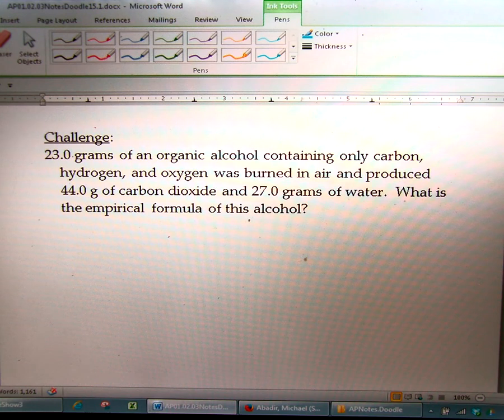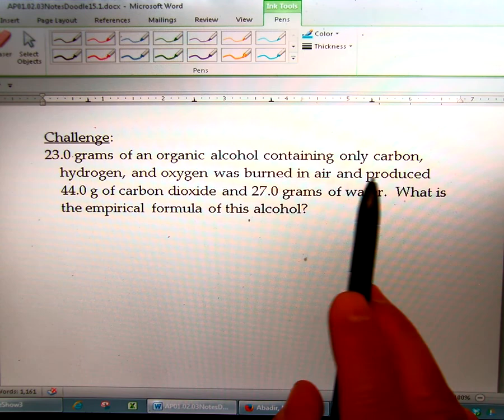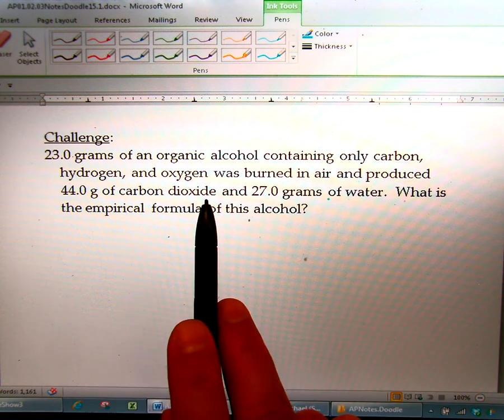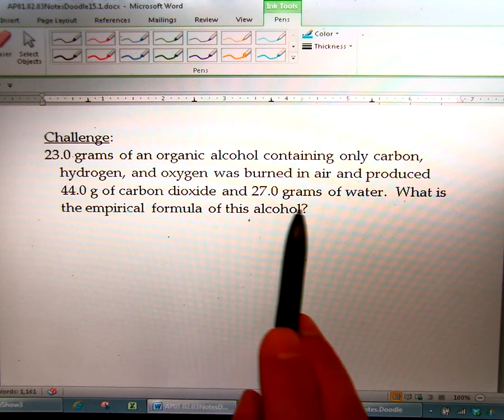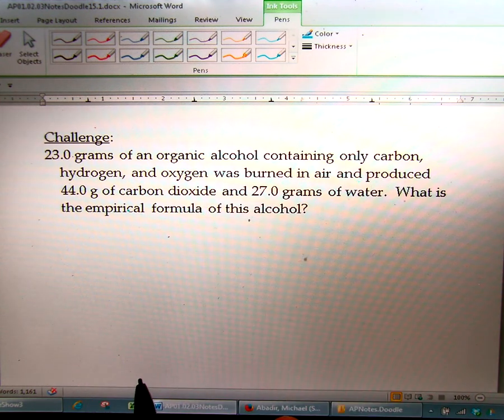Now we're going to discuss the challenge problem at the end of your packet. You have an organic alcohol that has only C, H, and O in it, and it's burned to produce 44 grams of carbon dioxide and 27 grams of water, and you want to get the empirical formula.